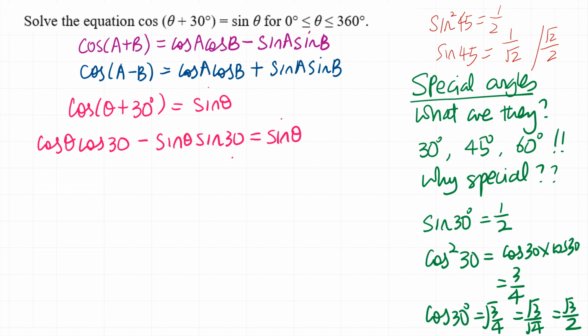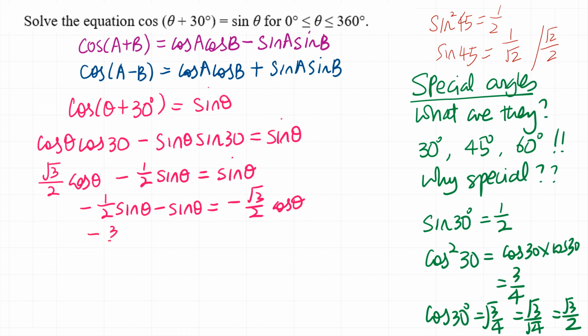Alright, let's get back to the original question. I can replace cosine 30 as square root 3 over 2, and I can replace sine 30 as half. The next thing I'm going to do is to group all your sine theta together and the cos theta on the other side. I'm going to multiply by -2 on both sides. So you end up with 3 sine theta equals square root 3 cos theta.